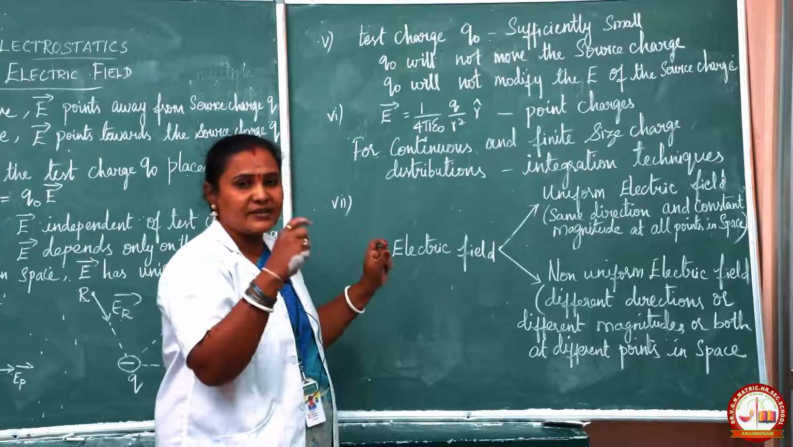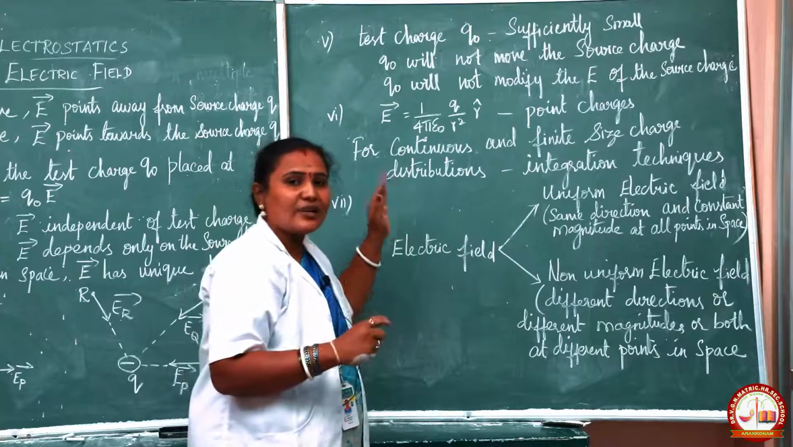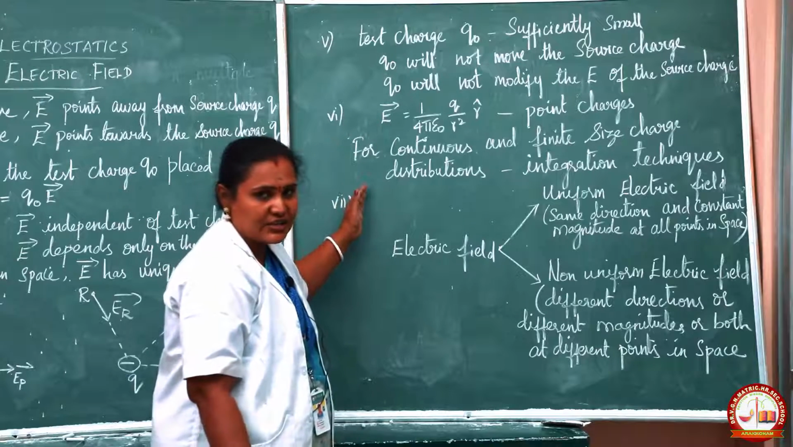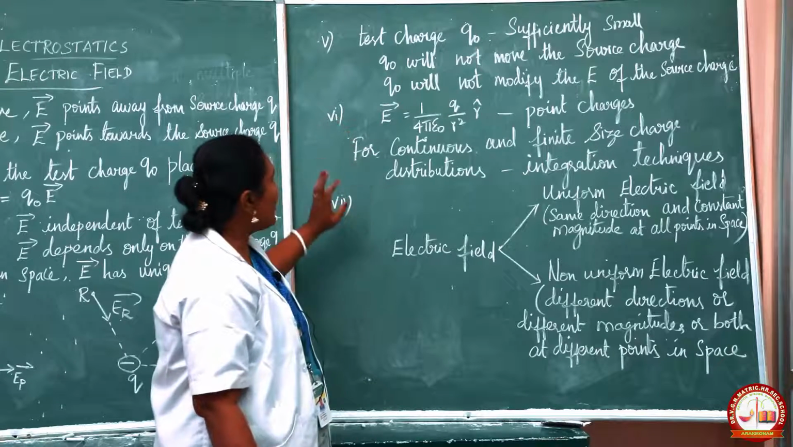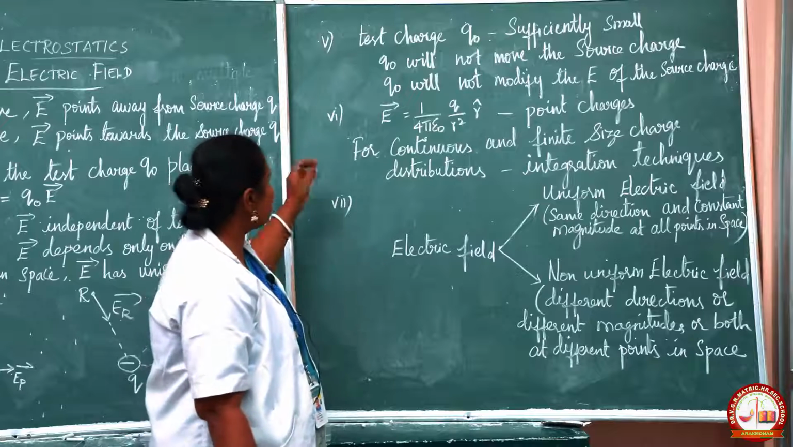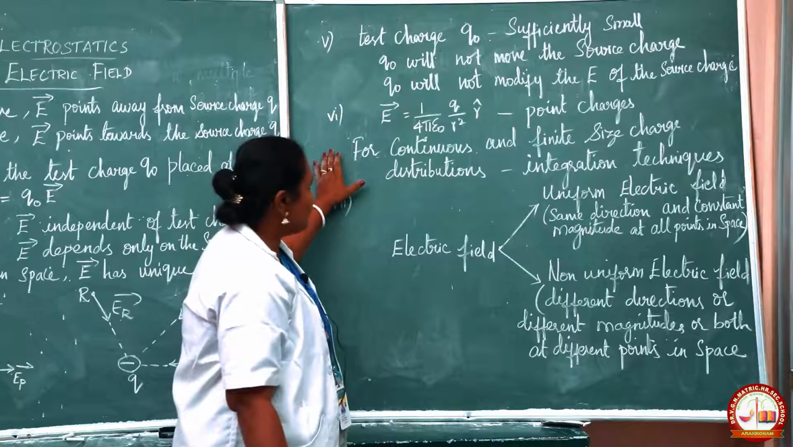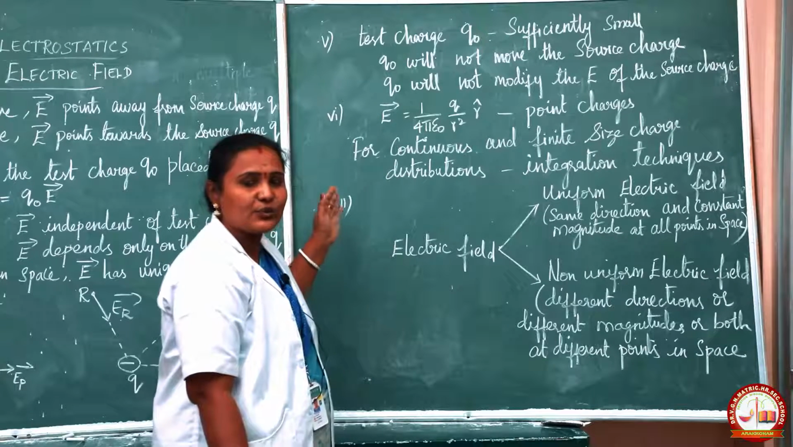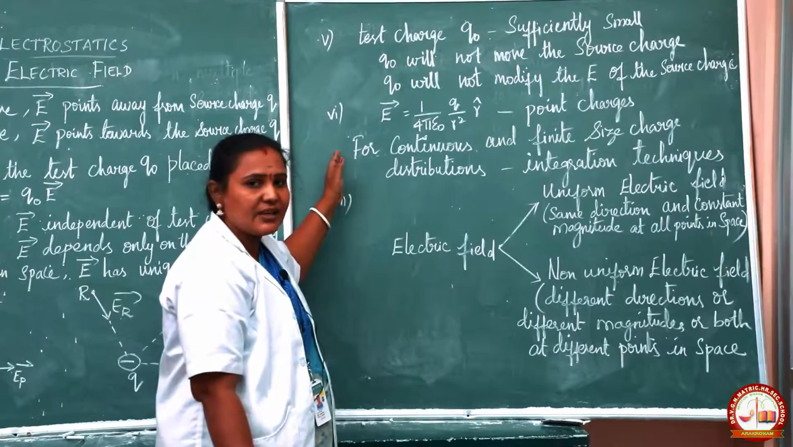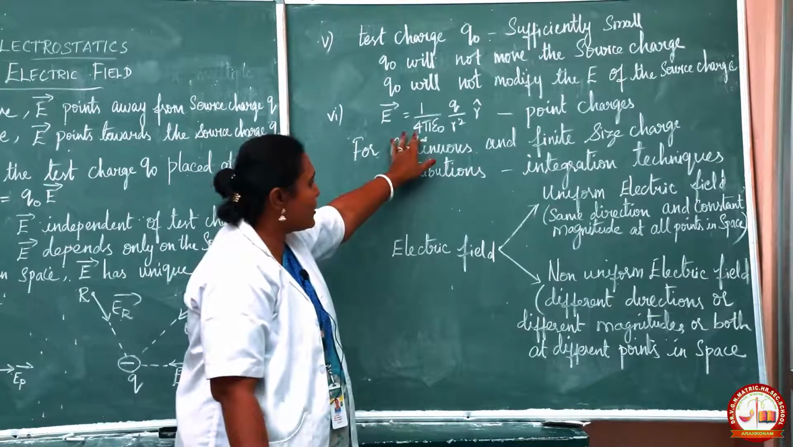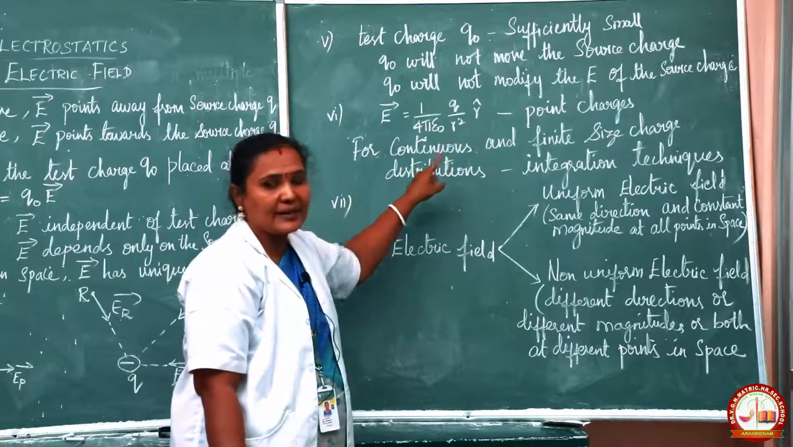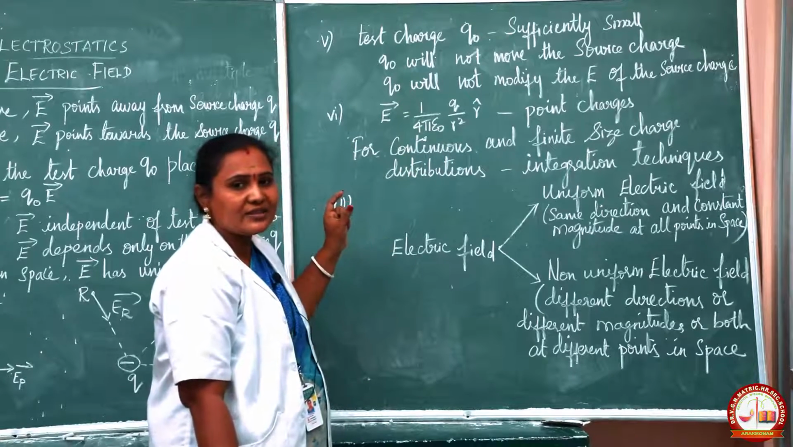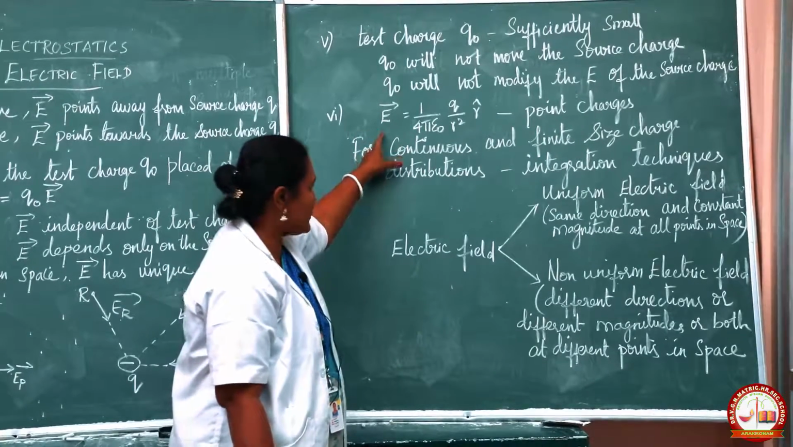In case you are considering it as small, it won't affect the source charge or the electric field of the source charge. It won't move, and that is the concept of this fifth point. Then the sixth point, where we'll be using the E vector: E vector is equal to 1 divided by 4 pi epsilon naught Q by R square into R cap, which we have already seen. This is the expression for the point charge.